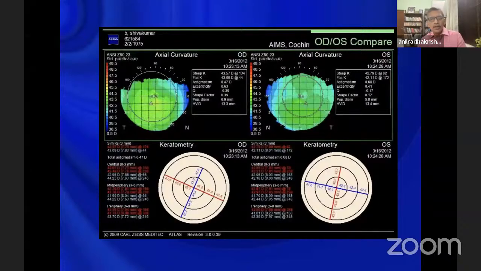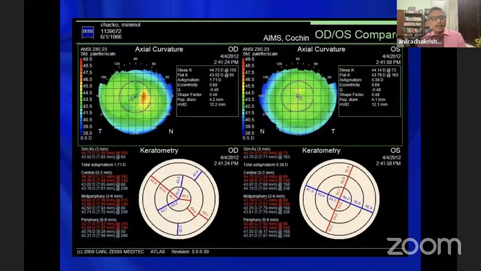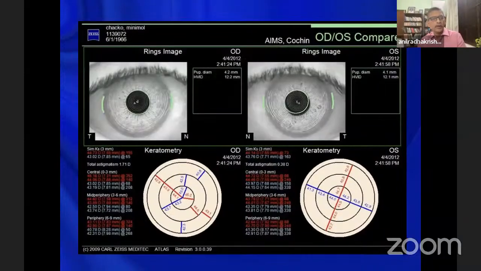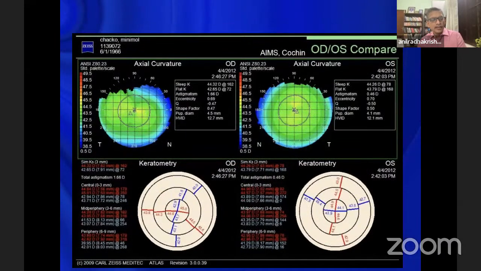This you can call an irregular pattern. What about this? In this, there is a localized steepening. So how does that happen? When you have a localized steepening like this, you should go back to your ring images and see whether there is an imperfection over here. You ask the patient to blink a few times and take the picture again, and you get a perfect early symmetric bow tie pattern.